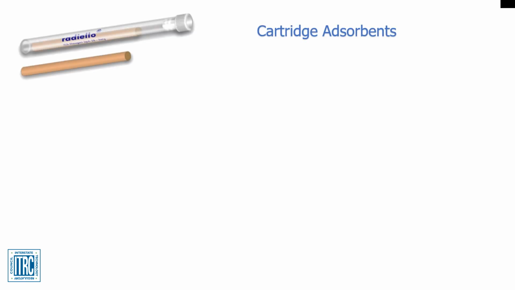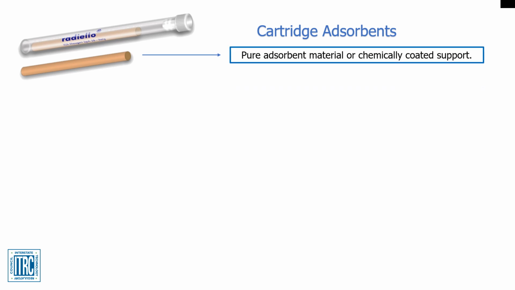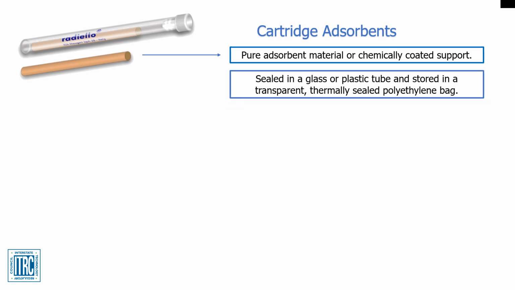There are several different cartridge adsorbents available for the collection of specific types of chemical classes and for how the sampler is prepared at the laboratory for analysis. The cartridges are comprised of pure adsorbent material or a chemically coated support material. The adsorbent cartridge is selected based on the chemical class of interest. Each adsorbent cartridge comes sealed in a glass or plastic tube in a transparent, thermally sealed polyethylene bag to prevent any inadvertent adsorption during shipping.